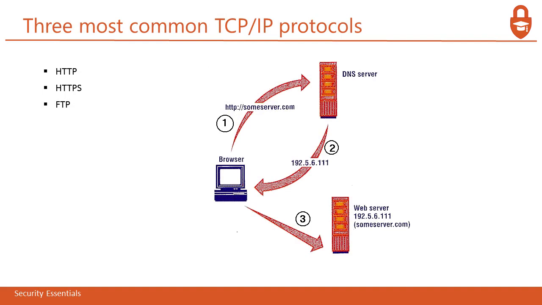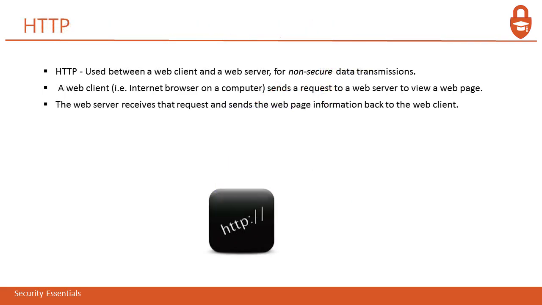These are TCP/IP protocols. We will see HTTP first. So HTTP, or Hypertext Transfer Protocol, is used between a web client and a web server. Whenever you are using your browser, you can see HTTP in your URL. In your address bar, you can see HTTP, and it is using this for communication between client and server for a non-secure data transmission. As I said, it is a non-secure data transmission.